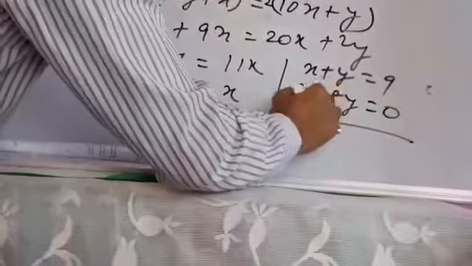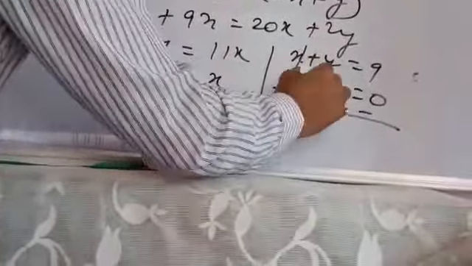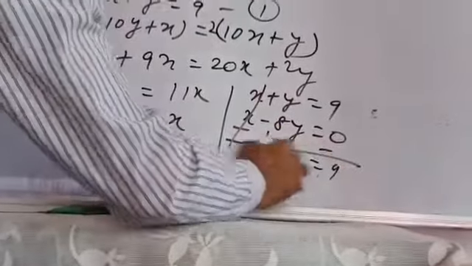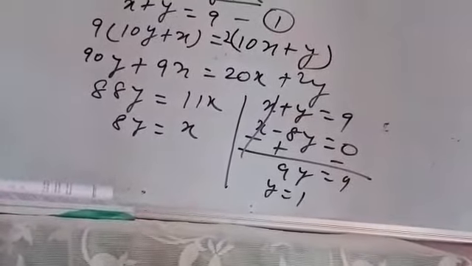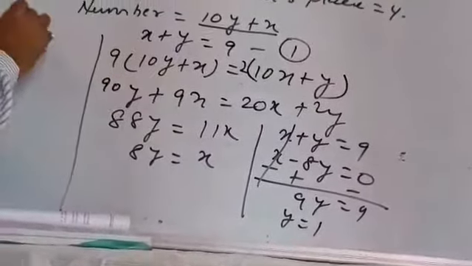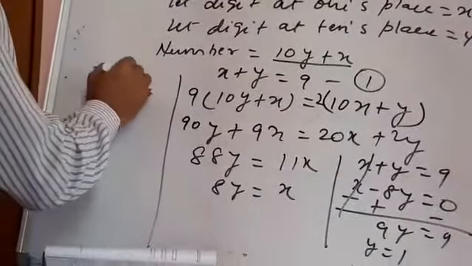Now here subtract: minus plus minus, this would be cancelled. 9y is equal to 9, so y is equal to what? 1. And once y is equal to 1, what is x? Yes, x is equal to 8.